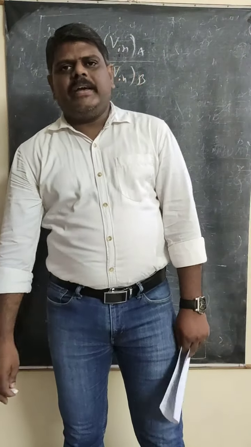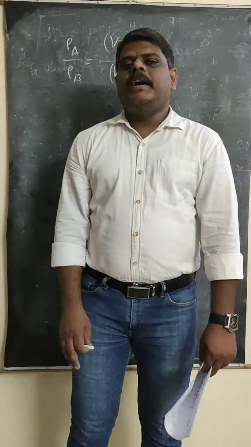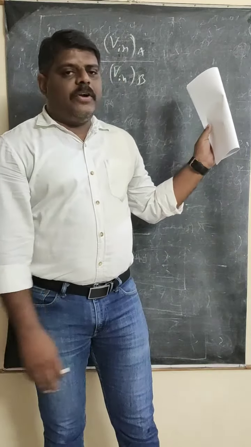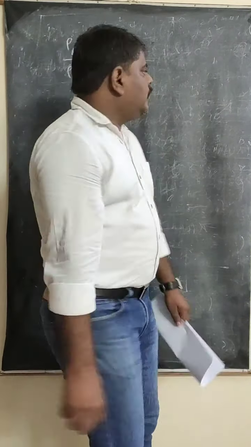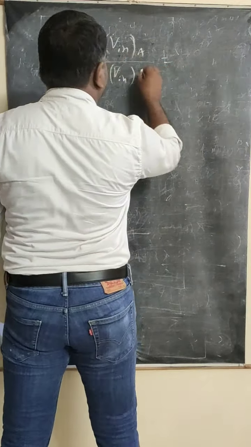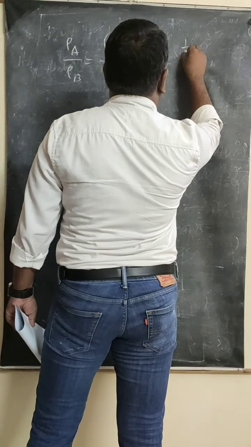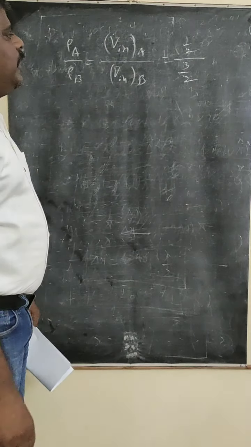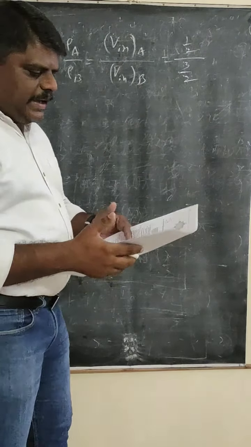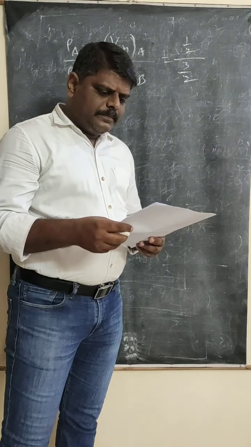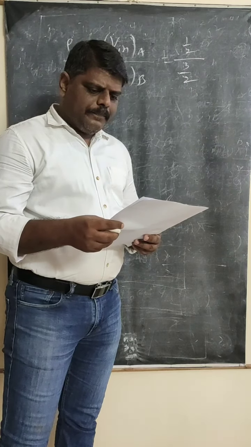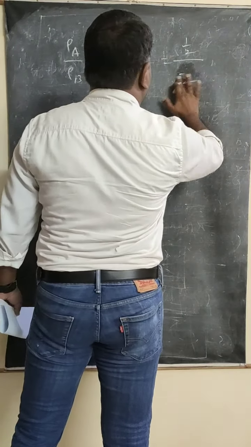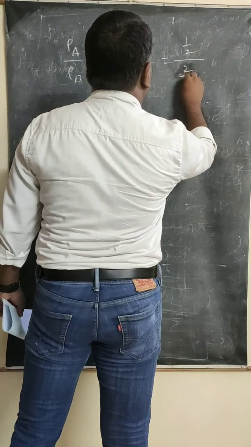Object A is floating such that half of it is immersed inside the liquid. B is floating with 2/3 inside the liquid. So what can you write? The volume of A inside is 1/2, and for B it is, sorry, not 3/2, it is 2/3 that is immersed inside.